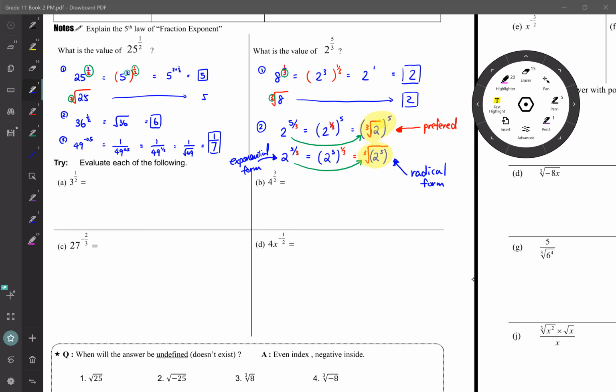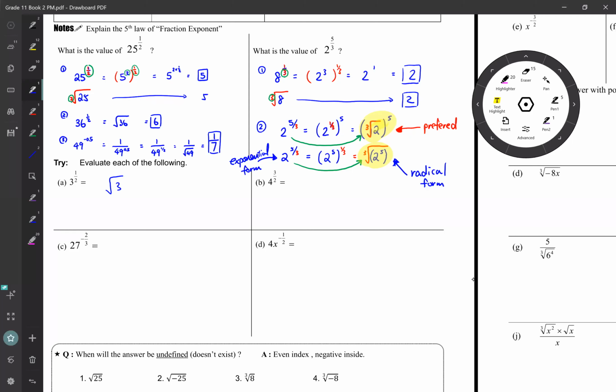Okay, let's check your answers. Colin, what do you have for A? It's the square root of 3. That's good. That's all you need to do, right? Because square root of 3 is not a perfect square, it's not like square root of 25. You can't do more. You just leave it. That's all you do.